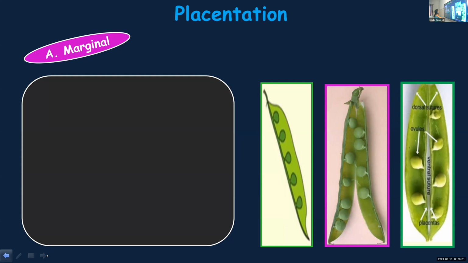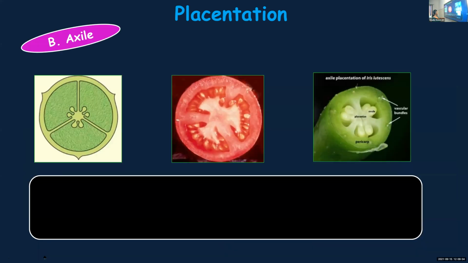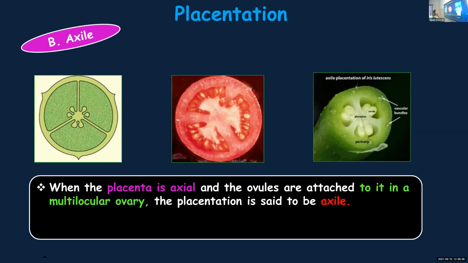So marginal placentation. Here the placenta forms a ridge along the ventral suture of the ovary and the ovules are arranged on this particular ridge in 2 rows. Example, pea.